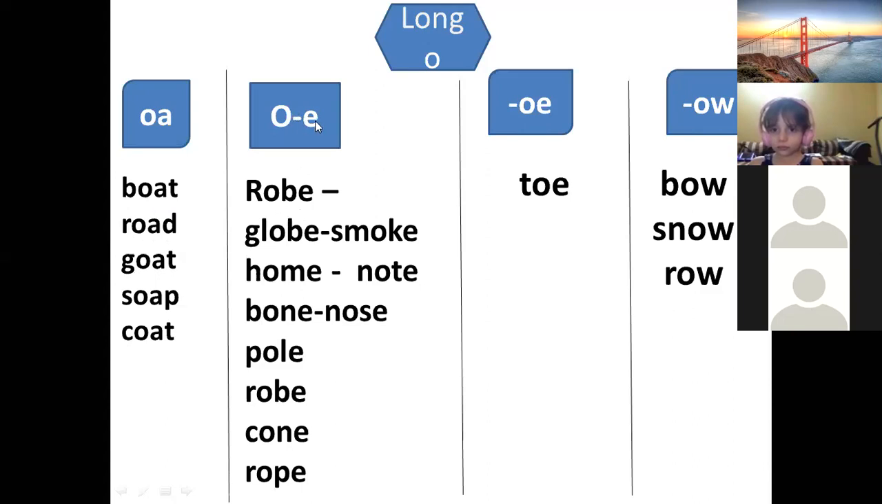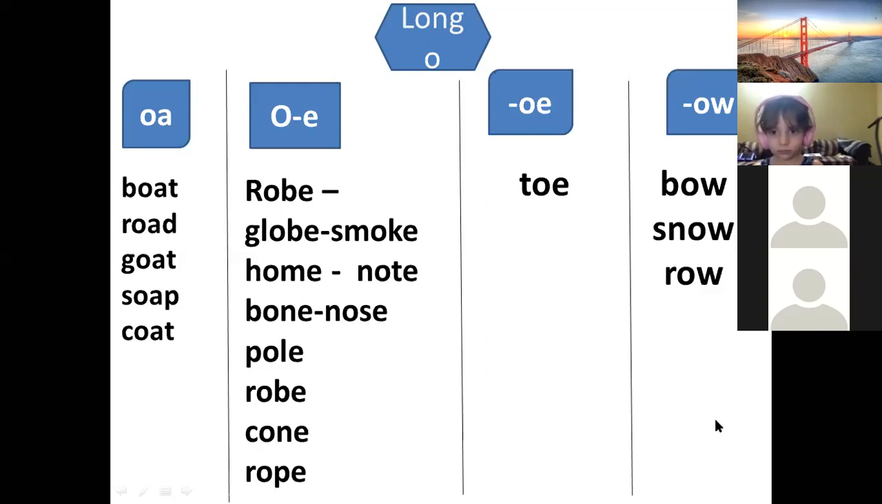Can you start reading O and E separated? Rob. Smoke. Globe. Home. No. Not. Bone. Nose. Ball. Rod. Rob. Cot. Con. Excellent, Rawad. Lama, are you with me?